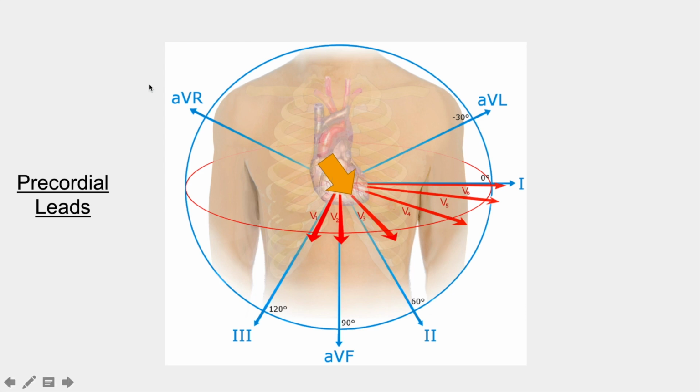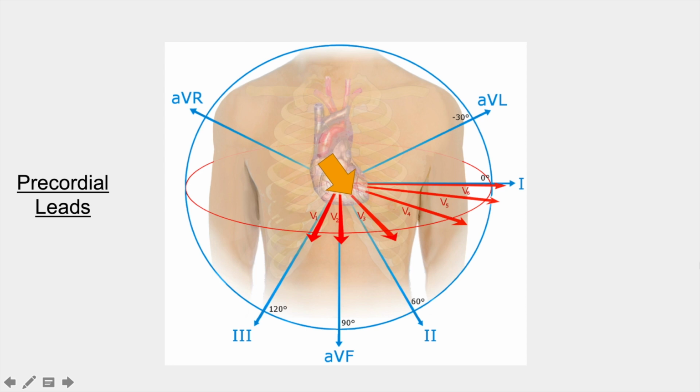We have AVR with a positive going toward the right arm, AVL with a positive going toward the left arm, and we have AVF going toward the left leg, and we have lead 1 from the right arm to the left arm, lead 2 going from the right arm to the left leg, and lead 3 going from the left arm to the left leg. So these are the general degrees of change.